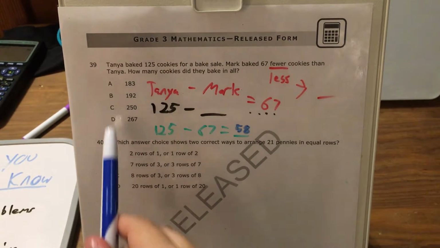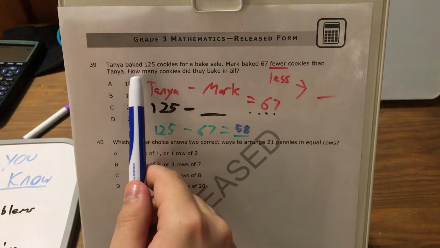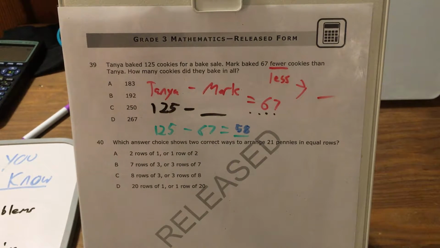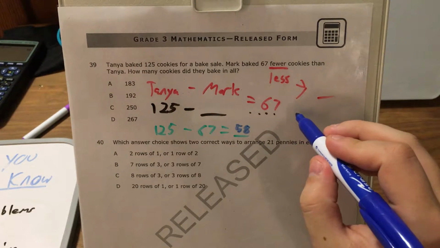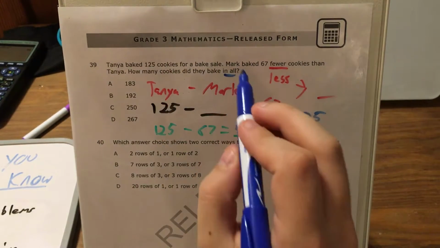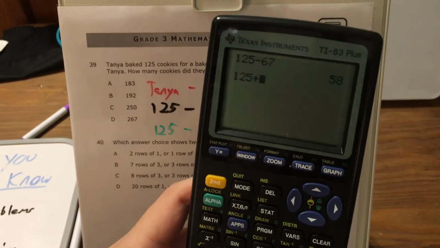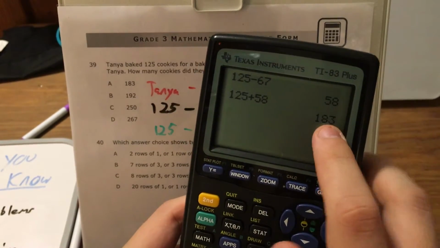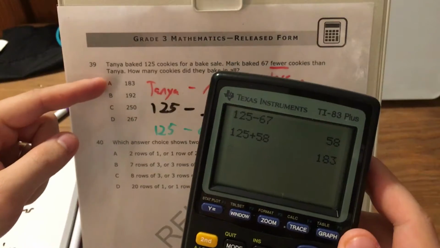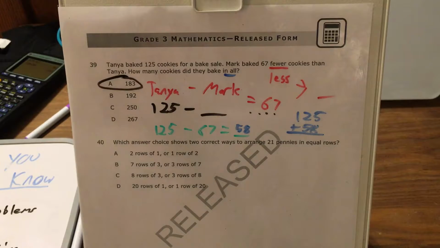But wait, I don't see 58 as an answer choice. Oh, because the question isn't asking how many Mark baked. It's asking how many cookies did they bake in all. So now what I have to do, since I see in all, that tells me that I'm going to be adding. Specifically, I'm going to add 125 and 58 together. So I break out the calculator again. 125 plus 58 gives me 183. And I check that and I see, oh good, it's one of my answer choices. That's choice A. So choice A is my answer.